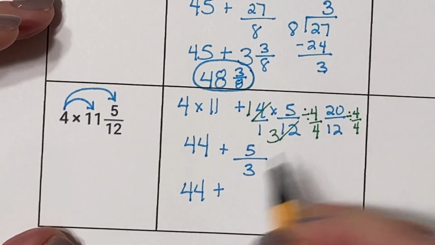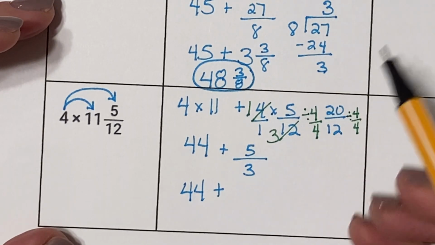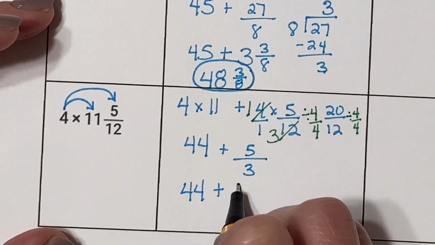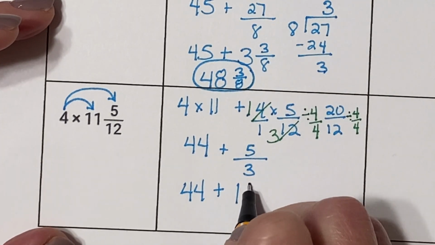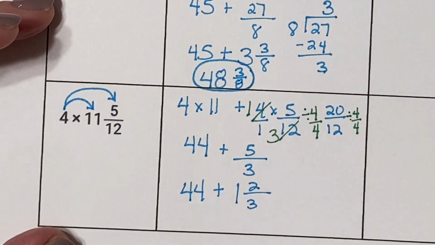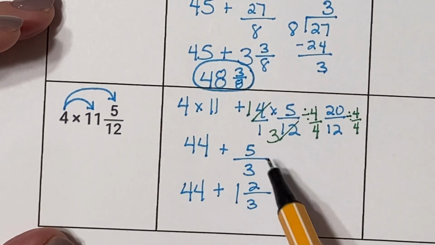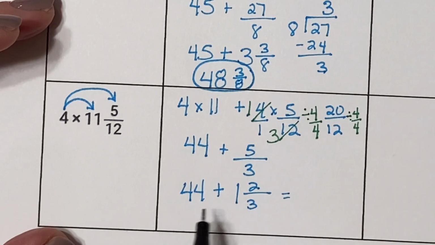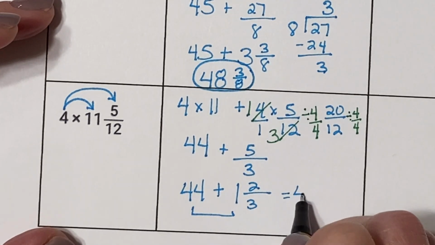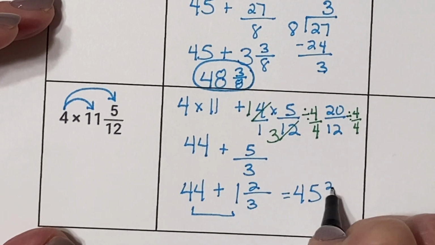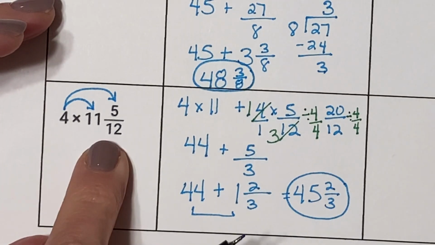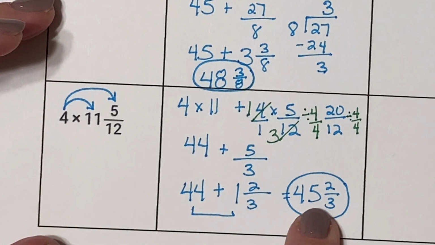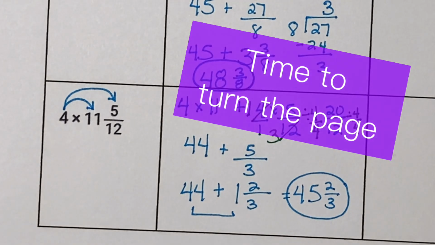44 is still the same. How many times does 3 go into 5? Well, it goes in 1 whole time. I'm going to take out a group of 3. 5 minus 3 is 2. And then my denominator stays the same. Okay, so 5/3 is the same as 1 and 2/3. Now let's add our whole numbers. 44 plus 1 is 45, and then 2/3 stays the same. There we go. So 4 times a little over 11 is going to be 45 and 2/3.